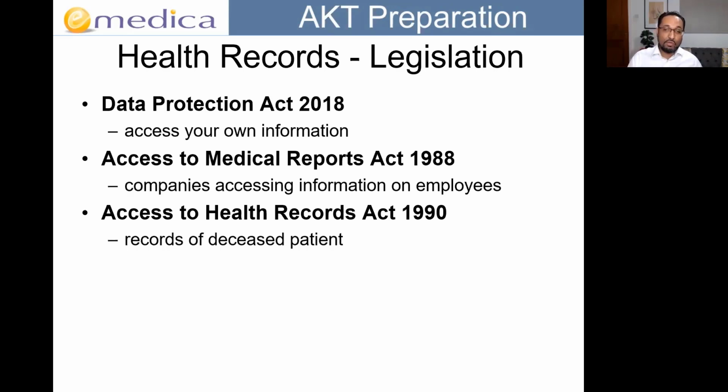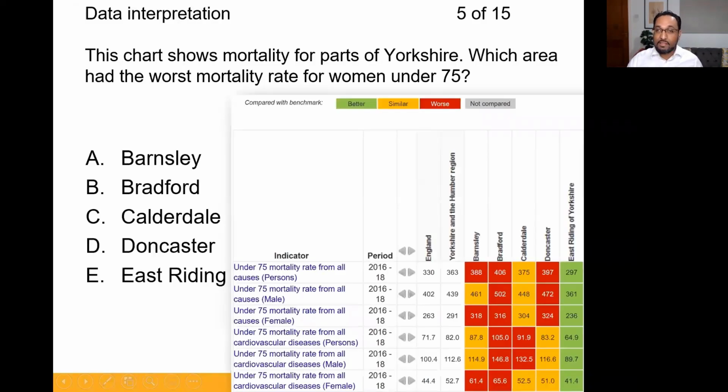And then if someone wants to access records of someone who's passed away and they've got a legitimate reason to do so, they're the next of kin or the executor of the will, and maybe, you know, they think something's gone wrong, usually it's to take legal action, then it's the Access to Health Records Act 1990, okay? So it's important that, like, if someone applied to access someone else's records under the Data Protection Act, you couldn't give it out under that act, okay? It doesn't apply. Similarly, if someone wanted to get their own information and they apply under this act, that's the wrong act, okay? Right, data interpretation.